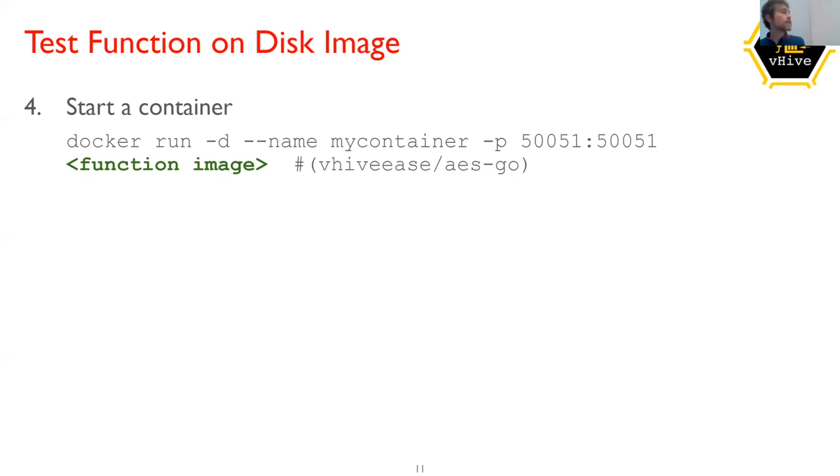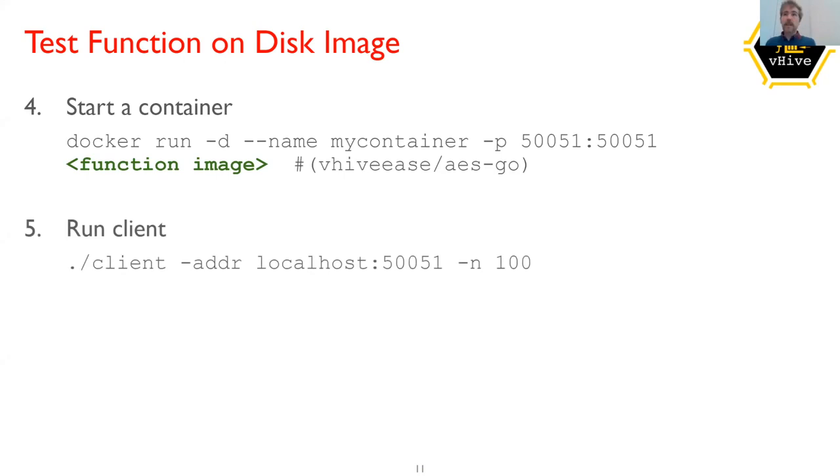Okay, perfect. And then, if the function is running, we invoke our function. I installed a small client on this disk image. It's a very basic client. You can find the source code also in your hands-on material. This client only needs the address and the number of invocations it should issue to the function.